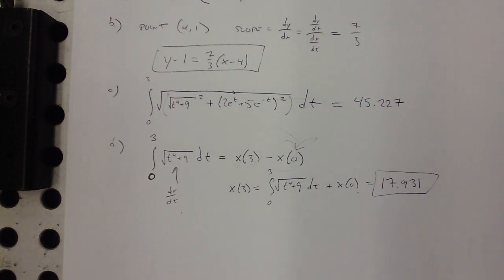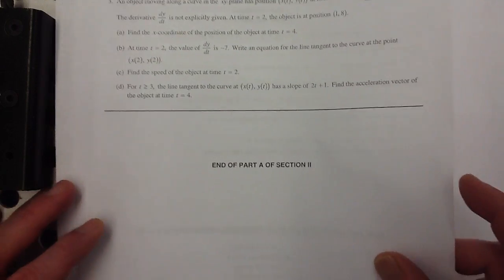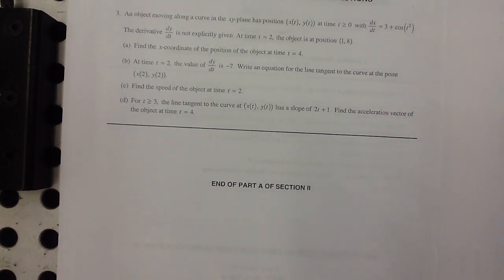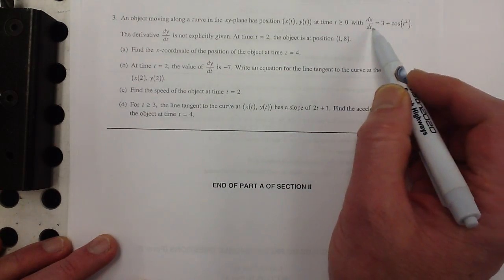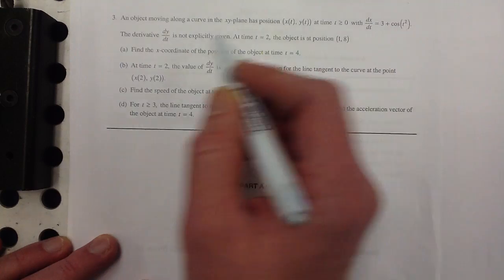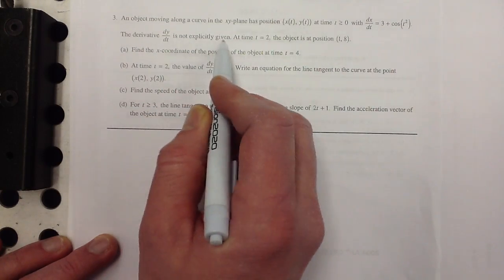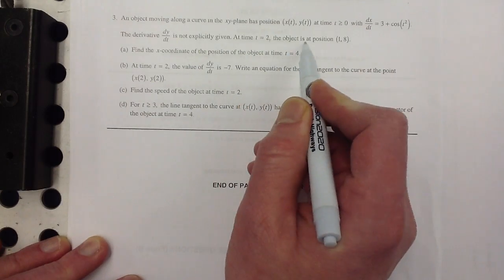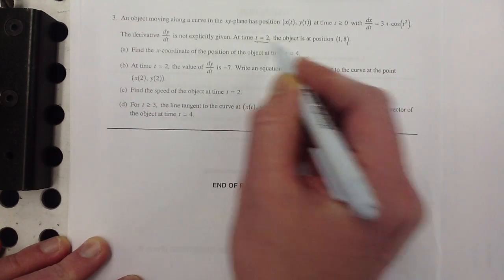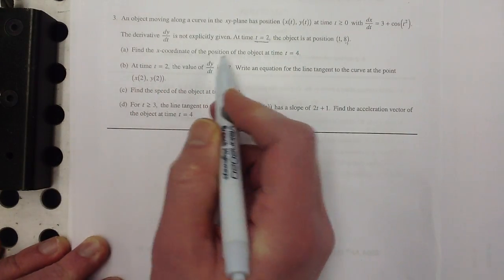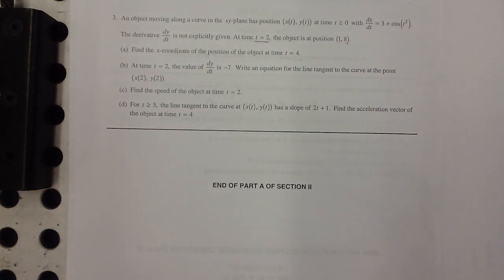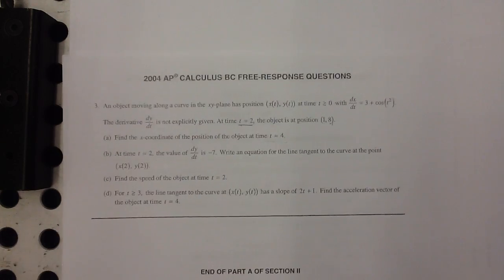All right. The last problem on the other side. We've got an object moving along a curve in the xy plane, x of t and y of t, and they're giving us dx/dt is this, and the derivative dy/dt is not explicitly given. At time t equals 2, the object is at position 1, 8. So at 2, it's at x equals 1 and y equals 8. They want us to find, first of all, the x coordinate of the position at time t equals 4. I think that's what we just did. So again, if you didn't get that, go back and try that on your own now.